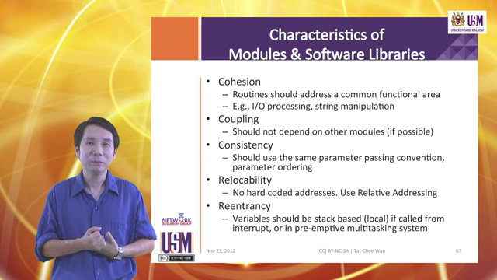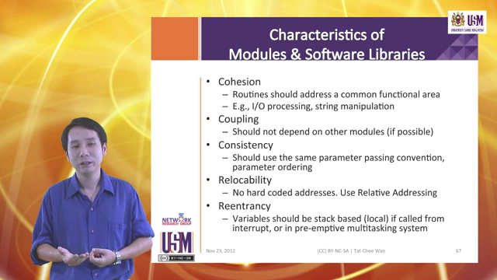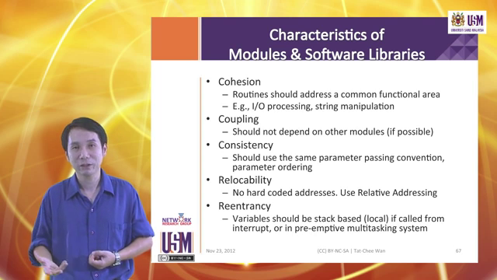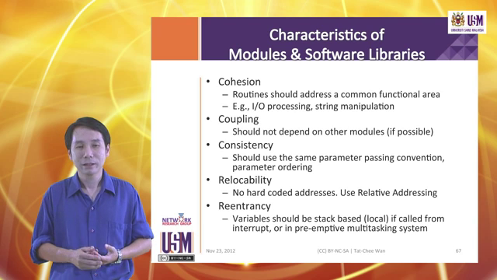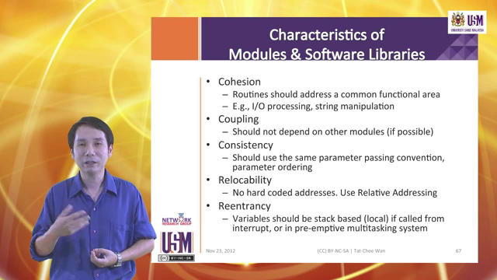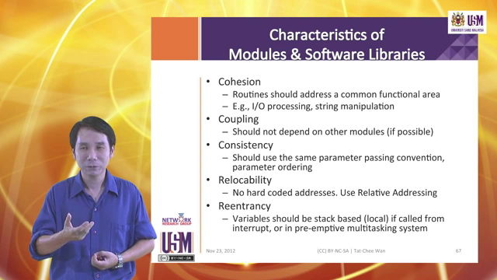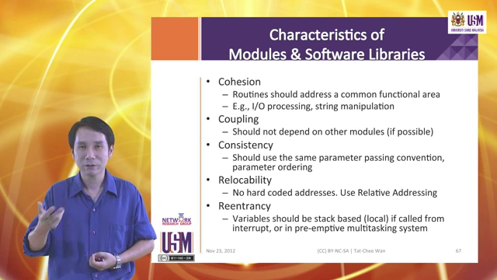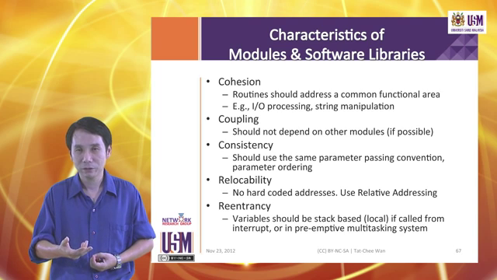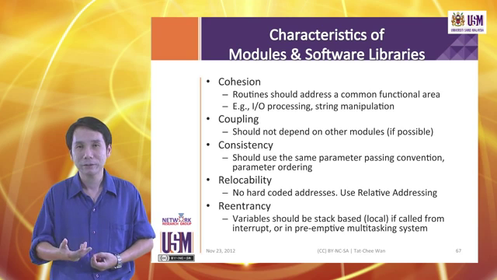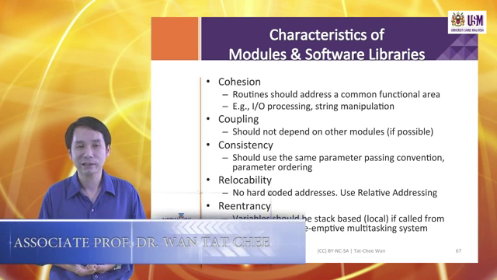Secondly, there should be minimal coupling or no coupling. You try to have libraries that do not depend on other modules if at all possible. Thirdly, we should be consistent in the way that we call a subroutine. If you pass a parameter for a group of functions, the first parameter should have the same format as the other routines if they have the same requirements. The ordering of the parameters should be consistent as well.